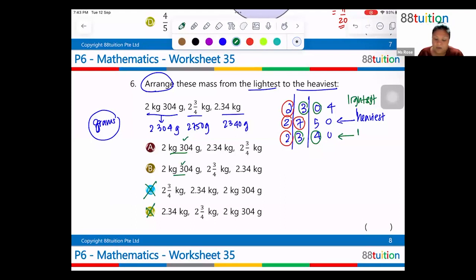Followed by the heaviest. This is heaviest. So that means clearly the only possible answer is A. That's how you do it by elimination.